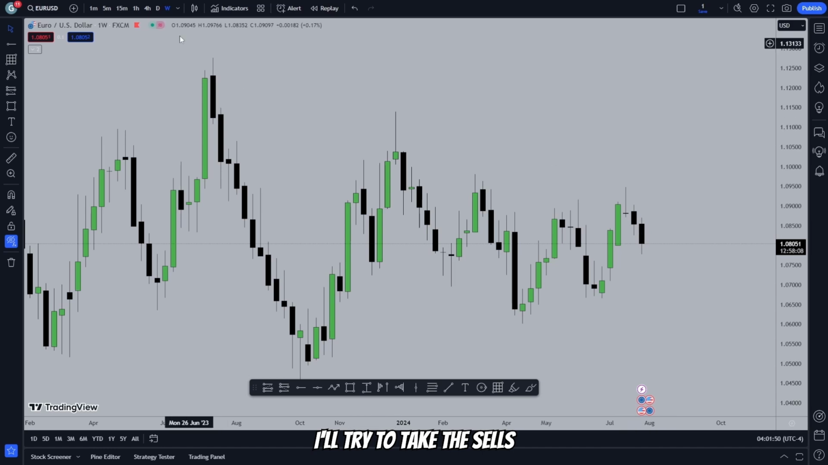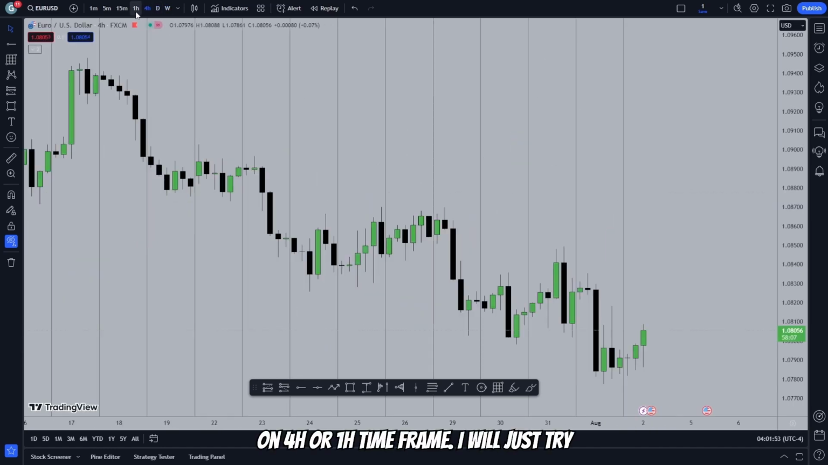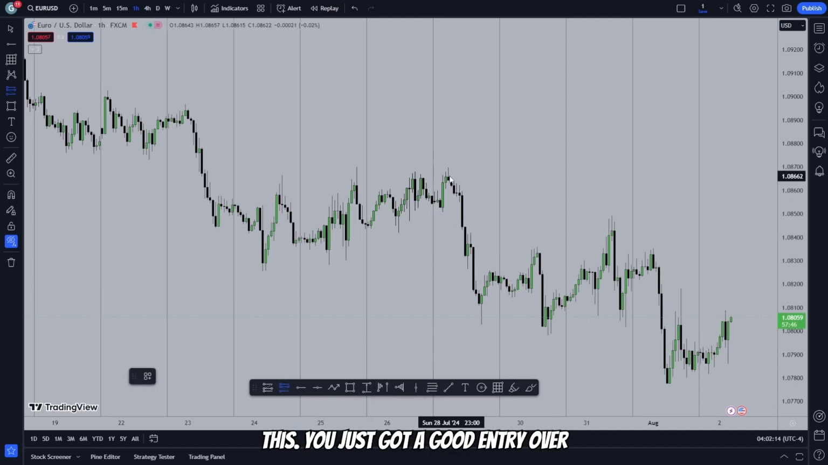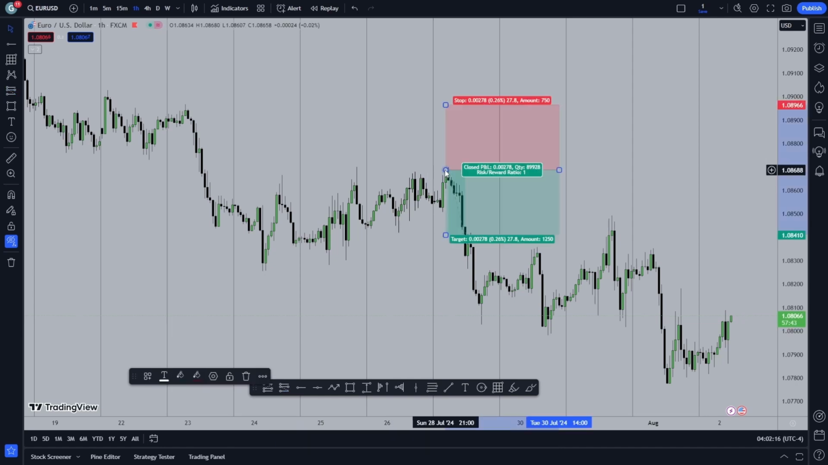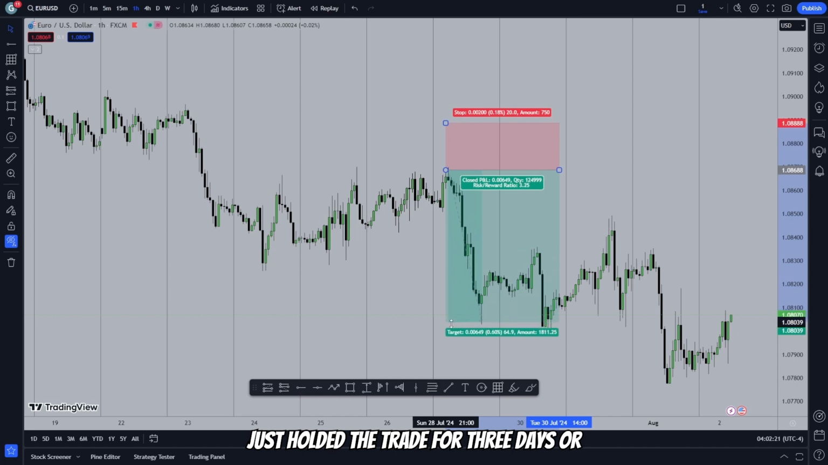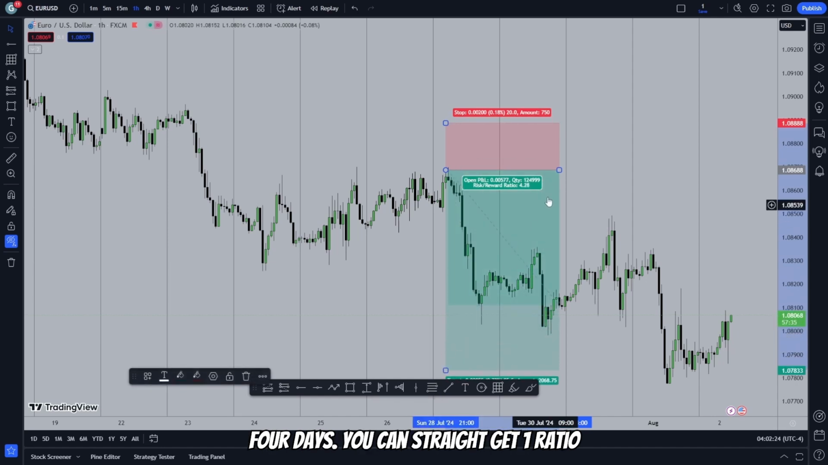I will try to take the sells on the 4H or 1H time frame. I will just try to take sells this whole week. Okay, and if I get one good sell on Tuesday or on Wednesday, right? If I get one good sell, I will hold that trade for 2 or 3 days. Okay, suppose you got a good entry over here when price went up like this, just a little bit above this. Okay, and you have a 20 pip stop loss, and you just hold the trade for 3 or 4 days. Okay, you can straight get 1:4.